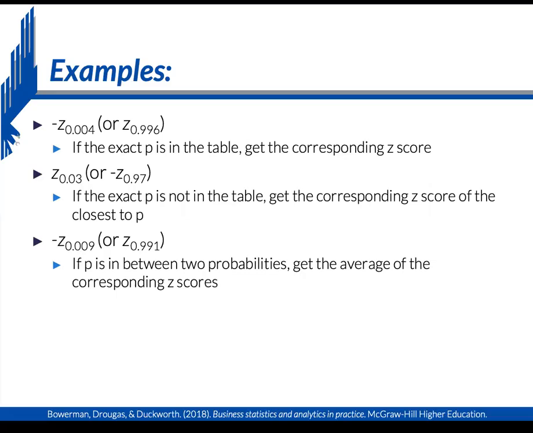So that's our rule. If the probability that you're looking for is in between two probabilities, we get the average of the corresponding z-scores.